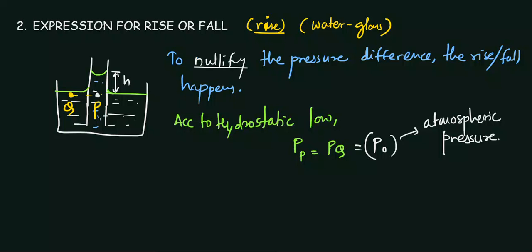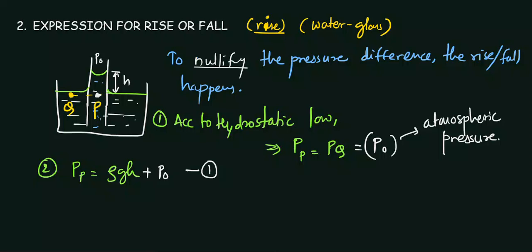Okay, so we know this. Let's call this point 1. So the pressure at point P can be written as rho gh due to this, plus this atmospheric pressure. Let's call this equation number 1. At this point P, this P naught will be there and this rho gh will be there. So the combined pressure will be what? Rho gh plus P naught.